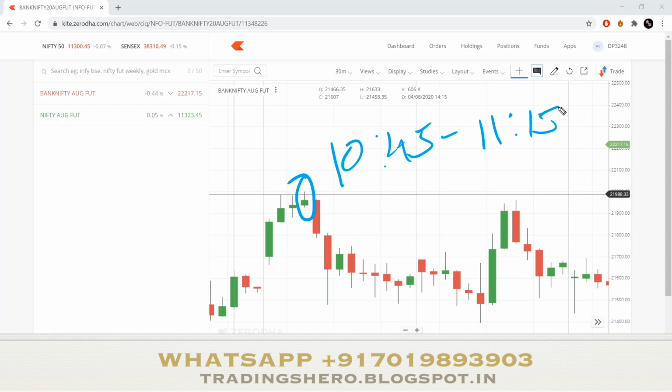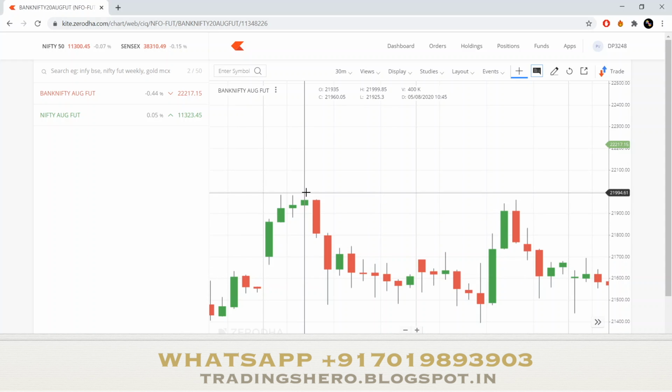The 10:45 candle starts at 10:45 and ends at 11:15, so don't get confused here. Got it? Now you have to open this chart at 11:15, and once you open it at 11:15, the fourth candle formation will be completed. So you need to check after the fourth candle formation is completed.